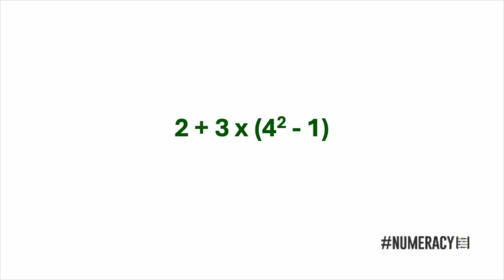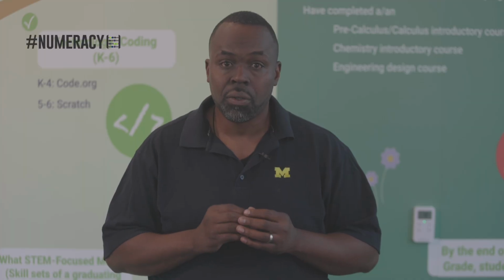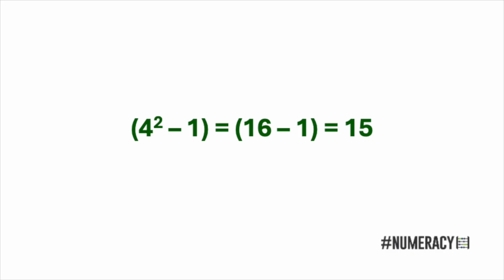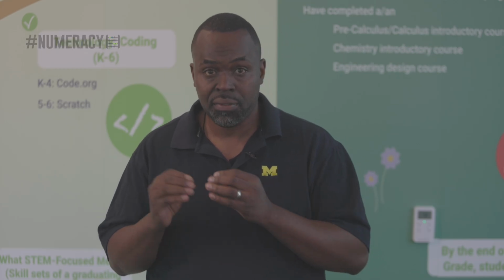So let's evaluate an expression using PEMDAS. Here we have 2 plus 3 times (4 squared minus 1). So step 1, we focus on the parentheses. We look at 4 squared minus 1. So we know that 4 squared is equal to 16. So inside of the parentheses is 16 minus 1, or 15. Now let's rewrite the equation: 2 plus 3 times 15.